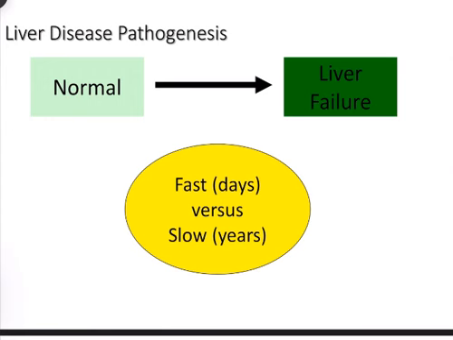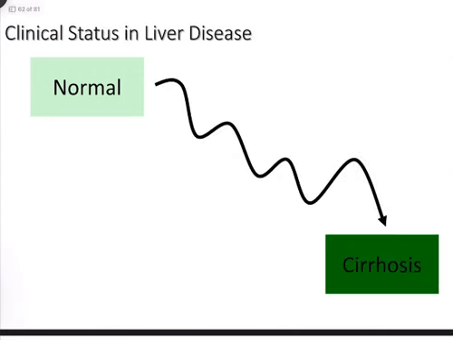Okay? Over slow years, such as those people who drink for a long time, it takes a long time to die. Why? Because their liver can still degrade it, but there will be a limitation. Okay. So, clinical status of the liver.